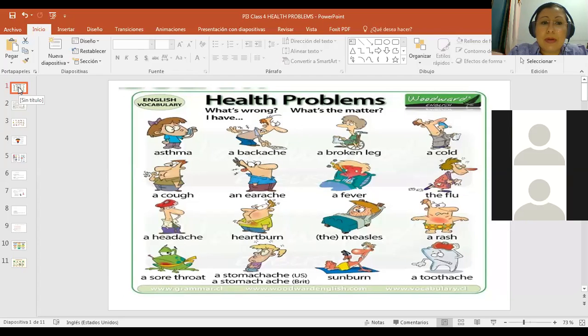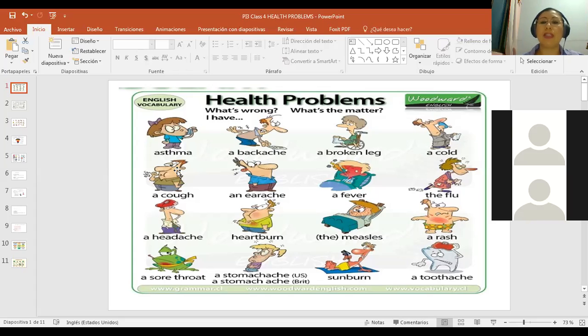We are going to talk about the most common, okay? One of the most common is asthma, a backache. Vean que esta palabrita, ache, se escribe A-C-H-E, ache, y se pronuncia ache. Entonces eso implica dolor. A backache es un dolor de espalda, right? An earache, like here, an earache, it's dolor de oído, ¿verdad? También tenemos headache, dolor de cabeza. Terminan en ache, ¿verdad? Y también tenemos el toothache, ¿verdad? O dolor de diente, ¿verdad? O en este caso puede ser una muela, pero decimos toothache.